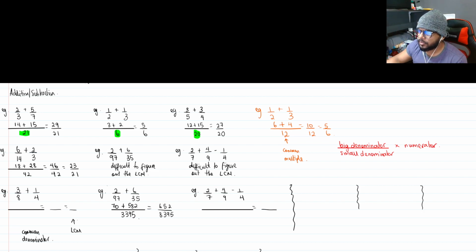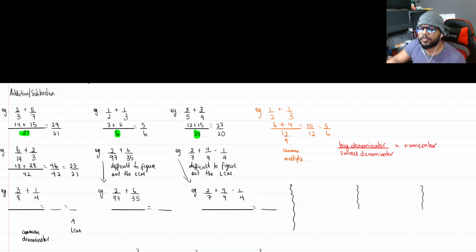The next example says 2 over 97 plus 6 over 35. Again, it's difficult to figure out what the LCM is. For the sixth example, same. It's difficult to figure out what the LCM is. So we'll go with the whole common denominator business. So these two examples here are the same.